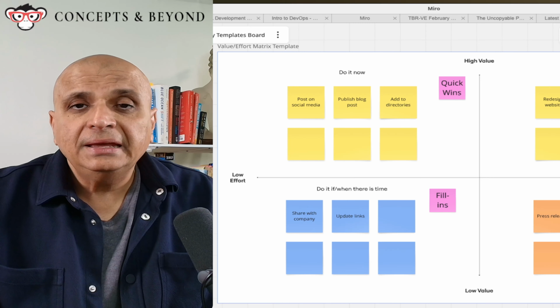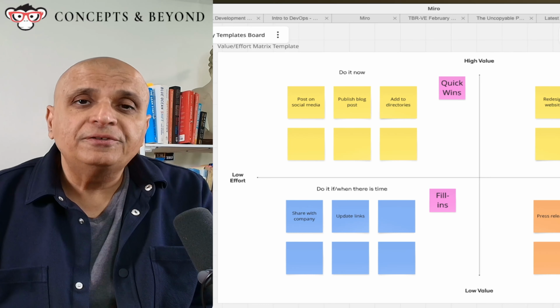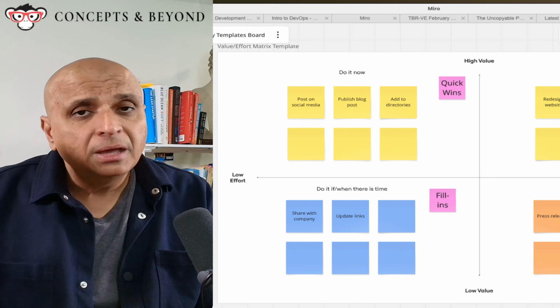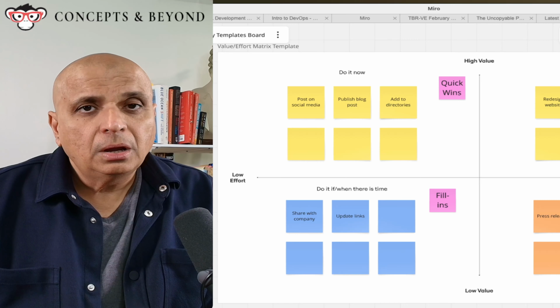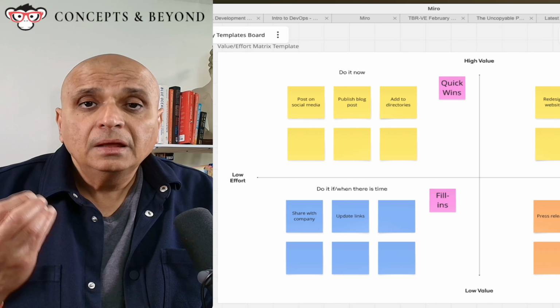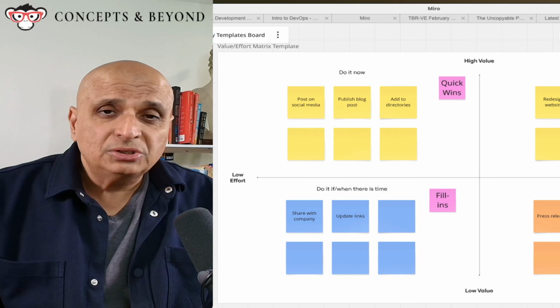And then finally, the ones that are high effort and low value, don't do them. Put them in the bottom of your product backlog because these are items that are not going to provide you a lot of value. And effort is going to be very high. So it's not worth doing it.